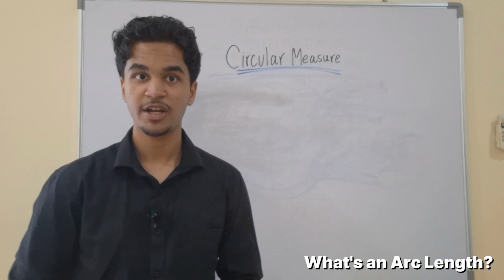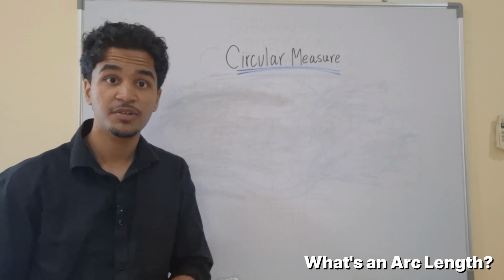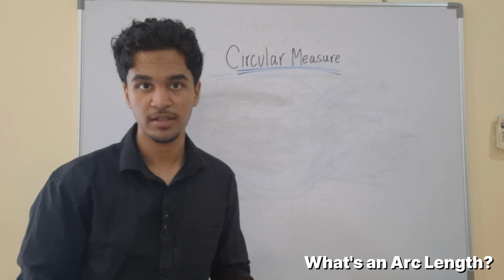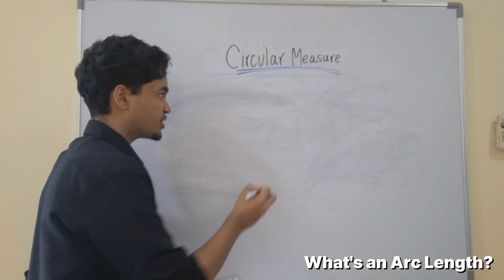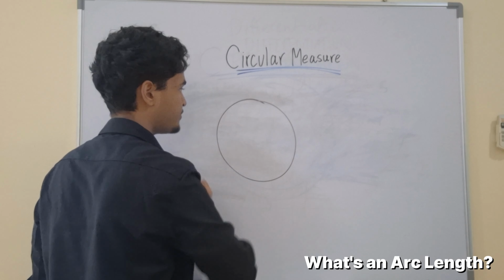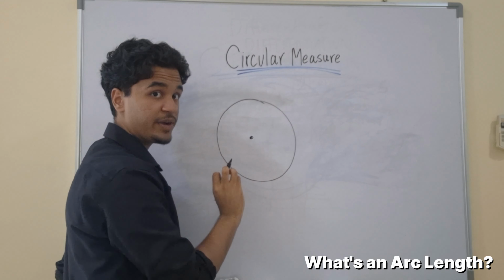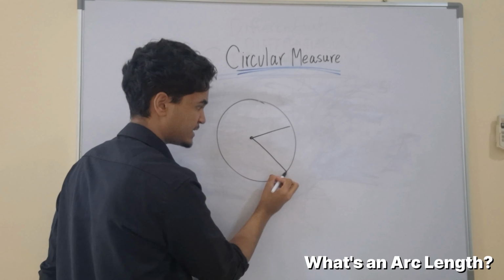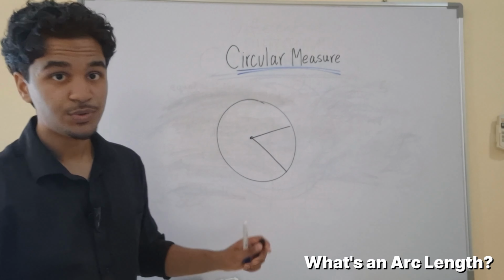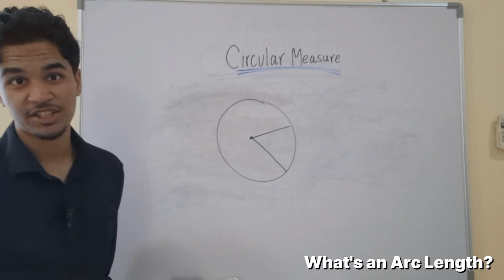Okay, so next we're going to learn about the arc length of a circle. Before we get started with the formulas of how to calculate it, let's understand what it actually is. In a circle, let's say we have a circle, and then we have a center. When there are two radii inside the circle, something like this maybe. When you have two radii meeting at one point, this is going to be called a sector.